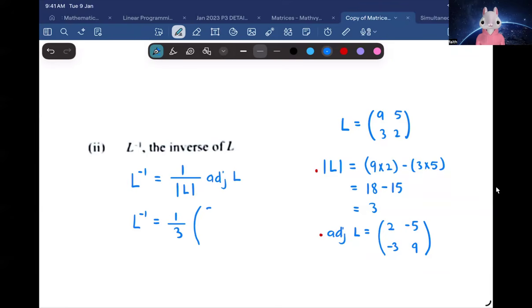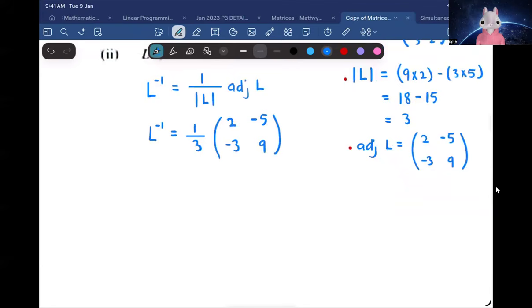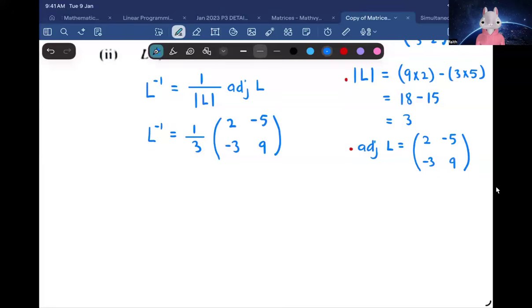2, -5, -3 and 9. Right. So you need to take everything on the inside and multiply it by a third. So watch.